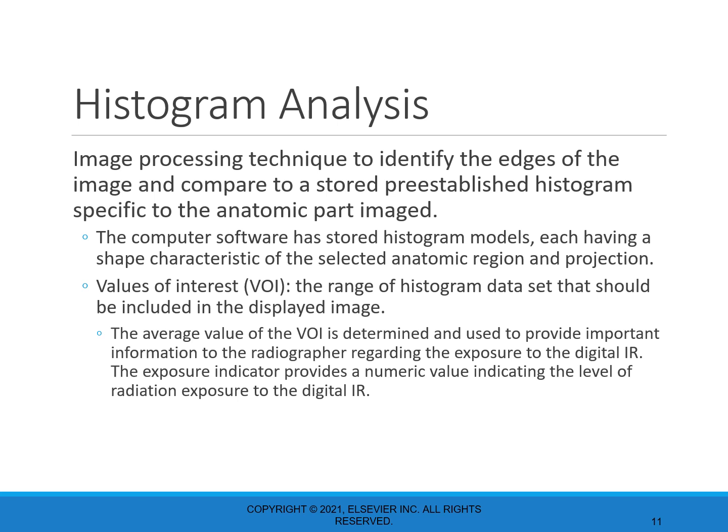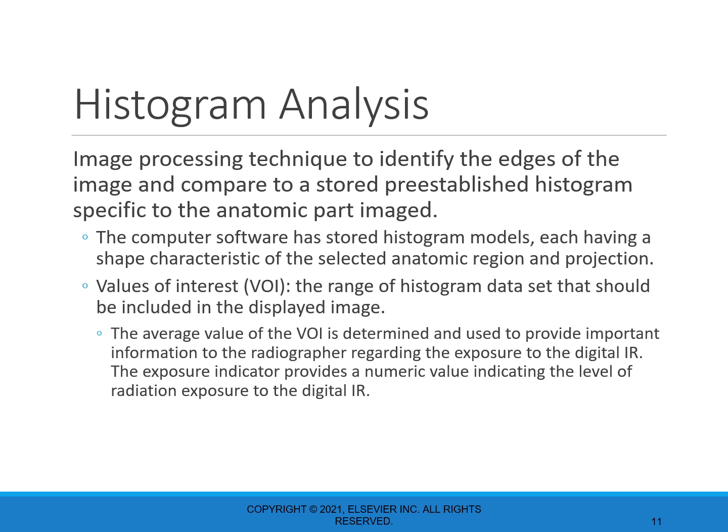Now, inside the computer system, the computer software has stored histogram models that we refer to as our lookup tables. Each of those lookup tables is going to have a characteristic shape of a very good image for that particular part of anatomy selected on my workstation. Then we know that we don't want to include a lot of the information that is not relevant to the volume of interest.